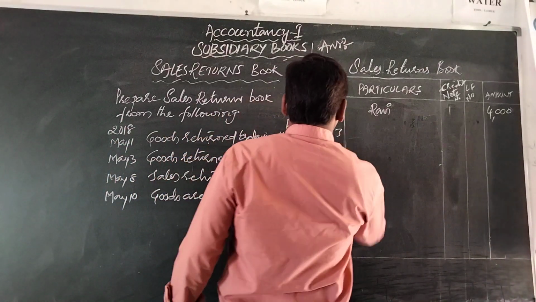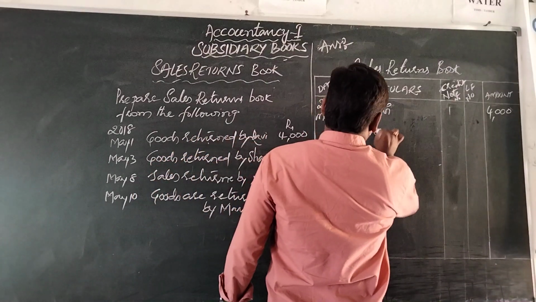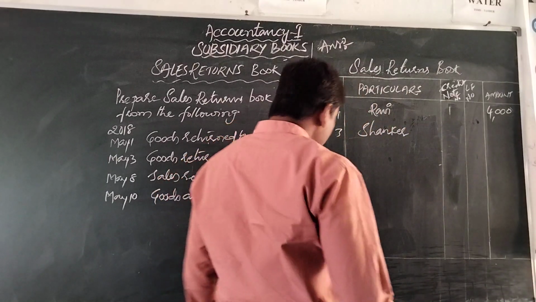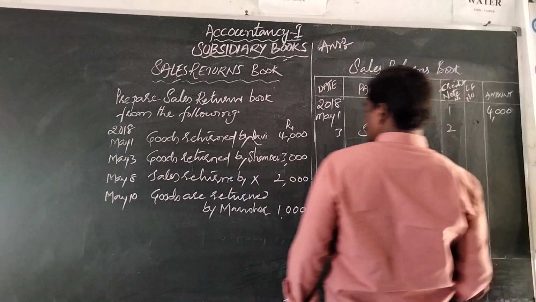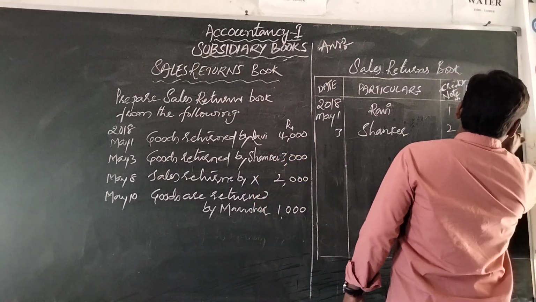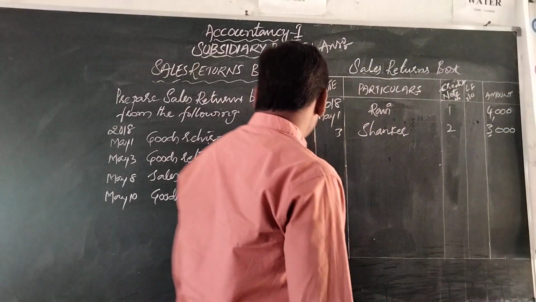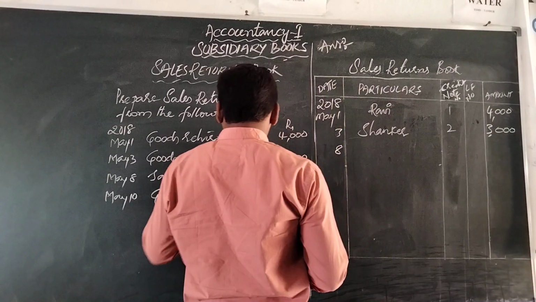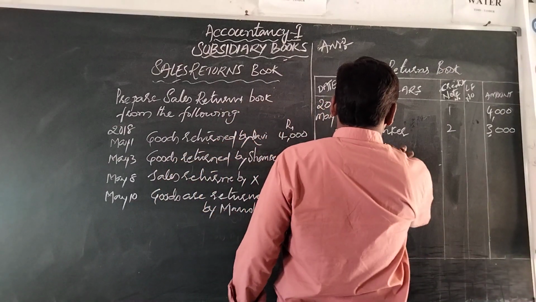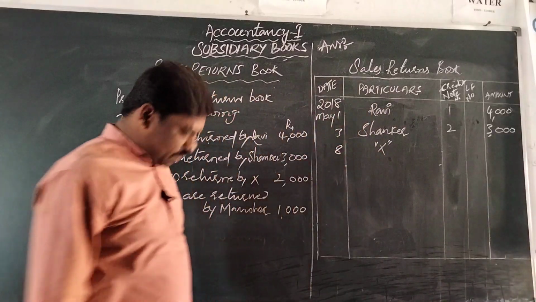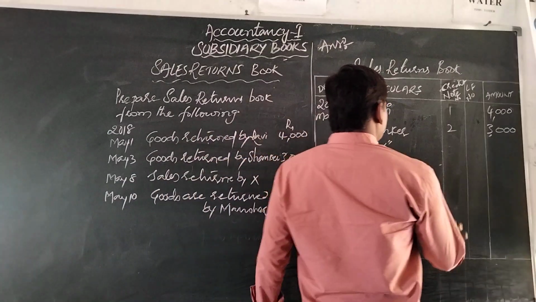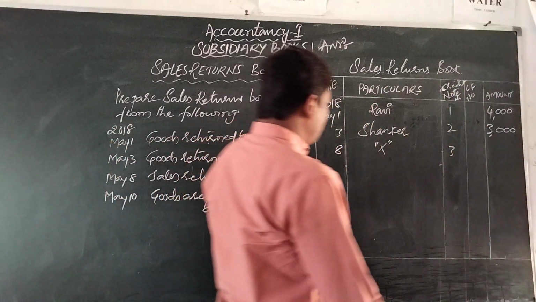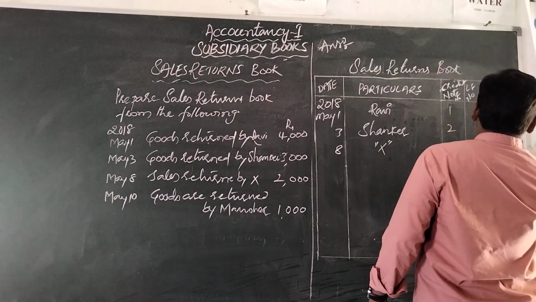Come to the second transaction, on May 3rd, goods returned by Shankar, rupees 3,000. So the date is 3, the name of the person who returned the goods is Shankar, assume credit note number 2, and amount of rupees 3,000. Come to the next, May 8th. On May 8th, sales returned by Mr. X. Here you write only the name of the person, Mr. X, credit note number, an assumed number, that is 3, and in the amount column you write rupees 2,000.